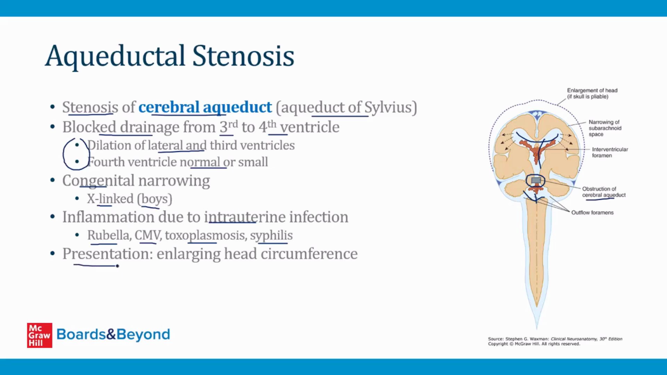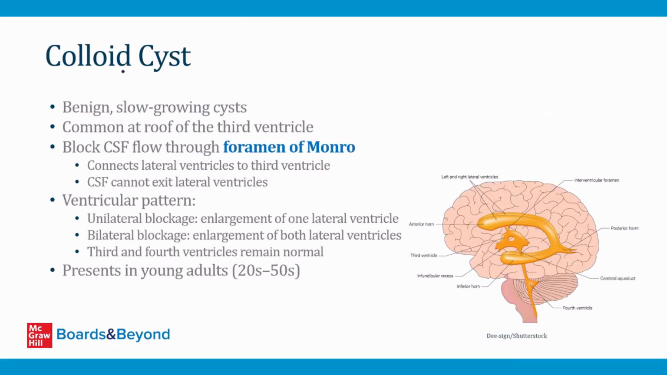And the presentation that you should be looking for in board questions is a newborn baby or a small child who has an enlarging head circumference. That is one of the clinical features you see in children born with an aqueductal stenosis. Another cause of non-communicating hydrocephalus is a colloid cyst.